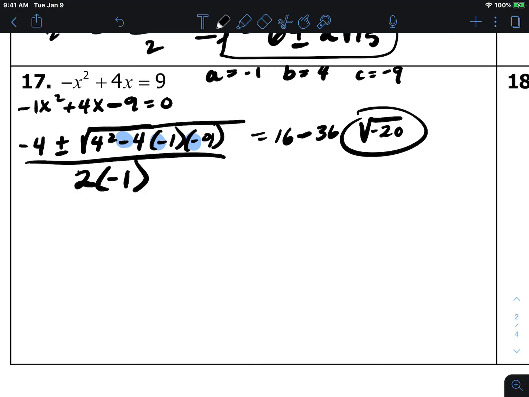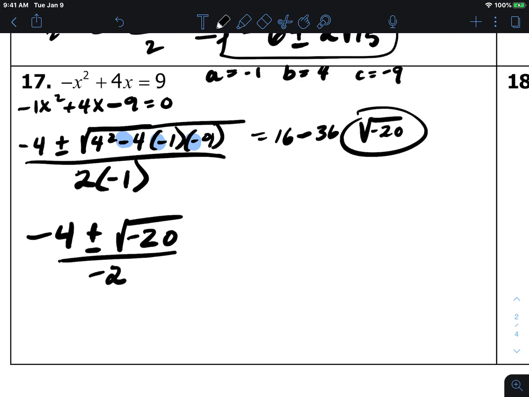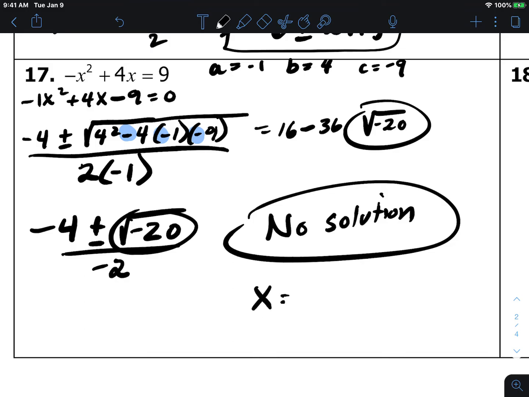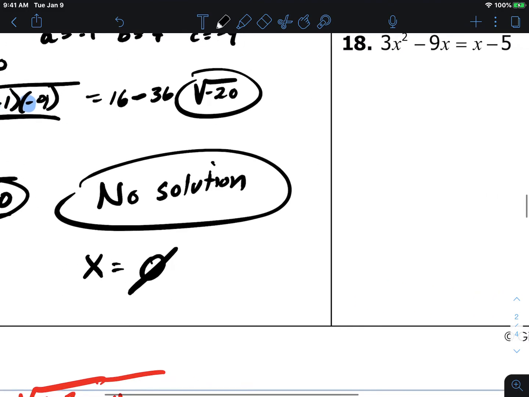This is your moment to stop, because if you are asked to solve negative 4 plus or minus the square root of negative 20 over negative 2, and you don't recognize that that's a radical with a negative under it, you are not going to remember that this is a no solution case. You're not going to be able to leave a negative in the radical there. So there's no solution. X is not equal to anything.